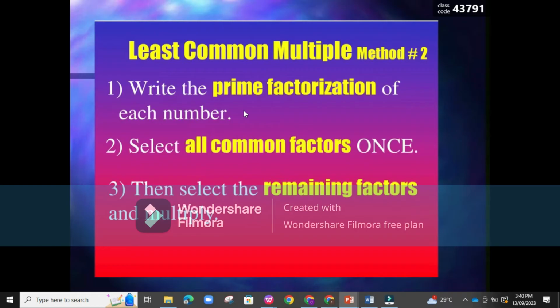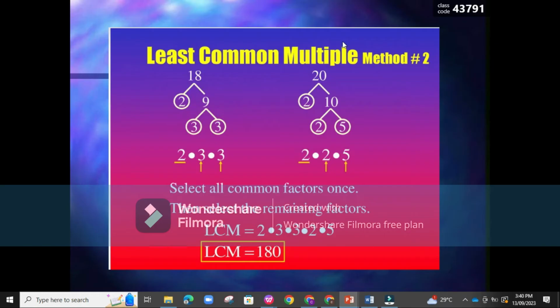Okay, so let's start with an example. The least common multiple method number 2 between 18 and 20. So the prime factors of 18. Let's start with 2. 2 times 9. The 9 can be factored with prime factors. We have 3 times 3. So you have here 2 times 3 times 3. So this is now the prime factors or prime factorization of 18.